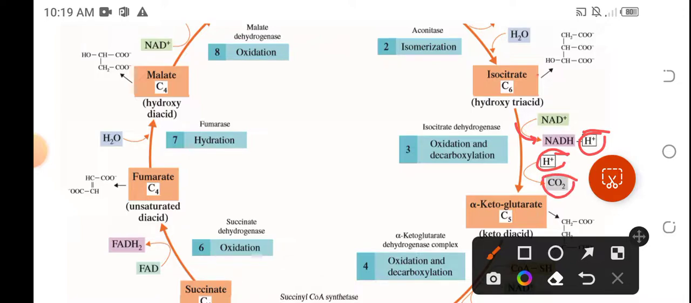So, from isocitrate, which is 6 carbon atom, a hydroxy triacid, it will then become carbon 5 na lang siya kasi nga nagtanggal tayo ng carbon dioxide during the decarboxylation reaction. So, the oxidation reaction is the first reaction wherein the NAD has been reduced to NADH, and then the second reaction is the decarboxylation wherein the H plus will initiate the removal of the carboxylate or the carbon dioxide from the isocitrate. Okay?